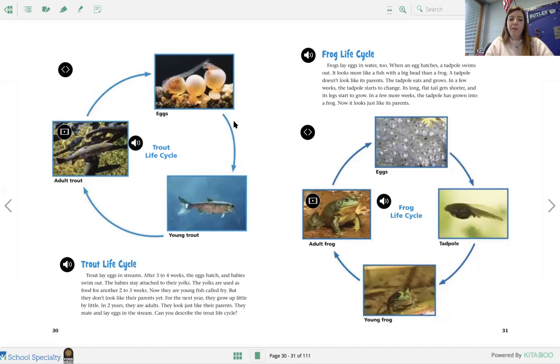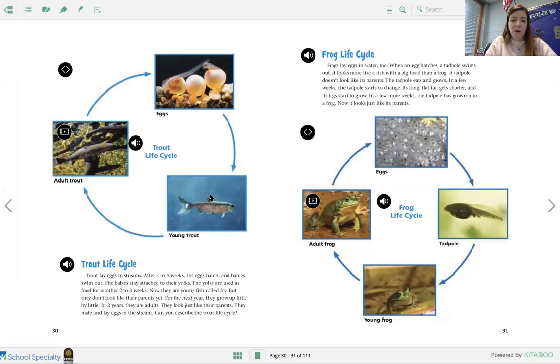All right, let's read about the trout life cycle. Trout lay eggs in streams. After 3 to 4 weeks, the eggs hatch and babies swim out. The babies stay attached to their yolks. The yolks are used as food for another 2 to 3 weeks. Now they are young fish called fry. But they don't look like their parents yet.